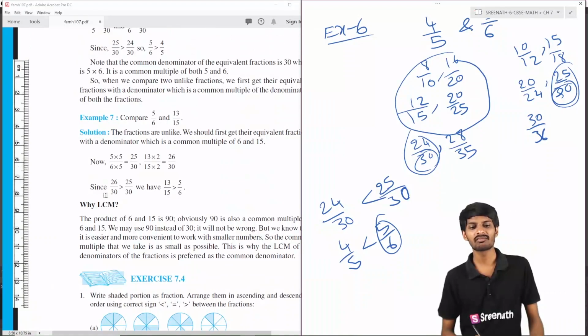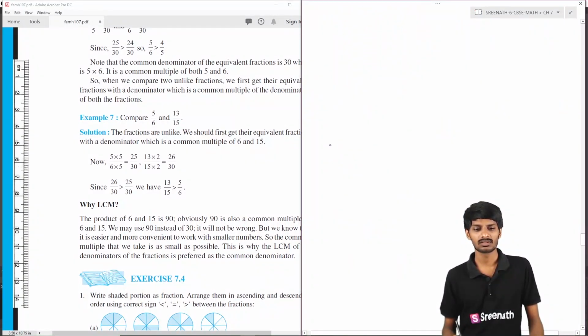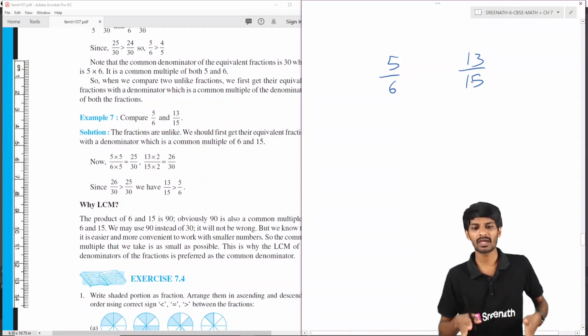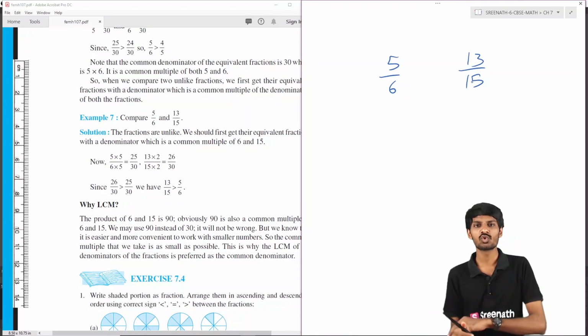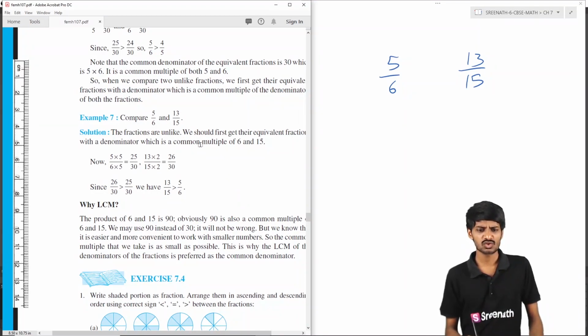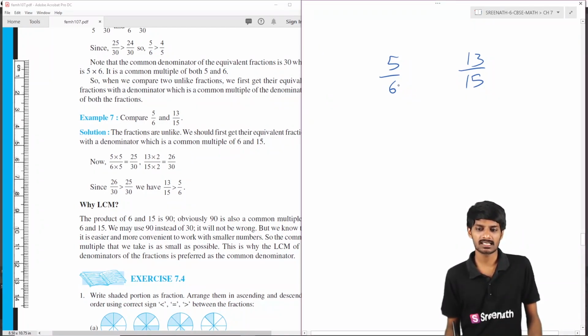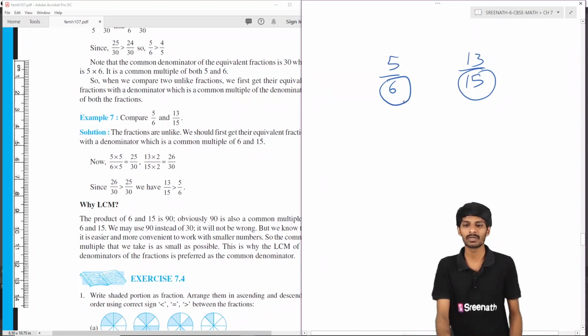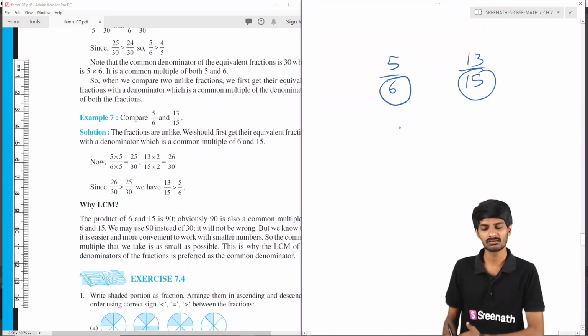So what is the simpler way to do this task, students? Suppose you have 5 by 6 and 13 by 15. Every time writing the equivalent fractions and comparing is somewhat difficult. So what you can do is, we should first get their equivalent fractions with a denominator which is a common multiple of 6 and 15. Here the denominator is 6 and here the denominator is 15. So you have to look for a common multiple of 6 and 15, students. You have to look for the common multiple of both denominators.